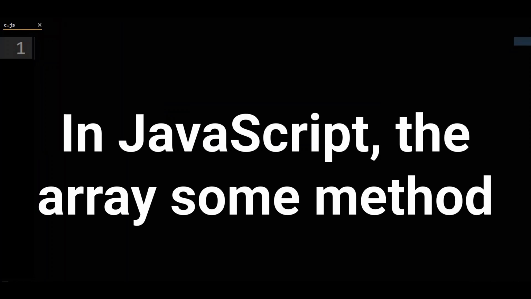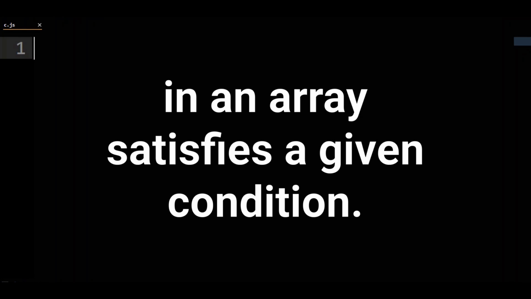In JavaScript, the array sum method returns whether or not at least one element in an array satisfies the given condition. First, we'll need an array, so let R equals an array with 2, 4, and 6.